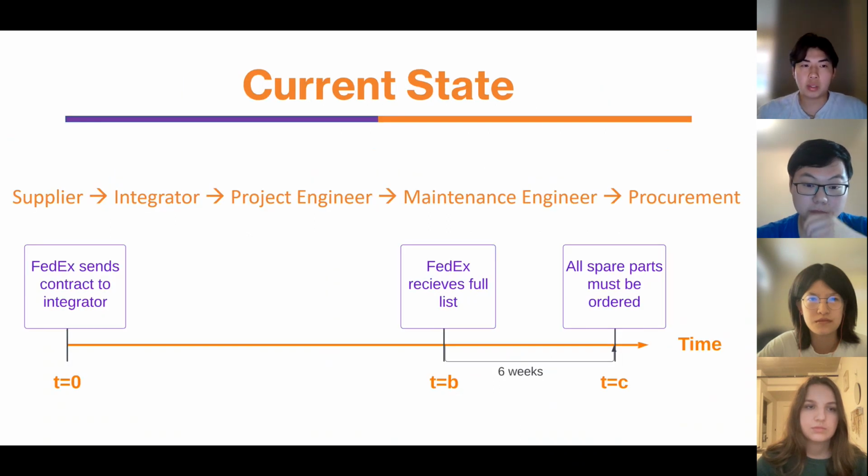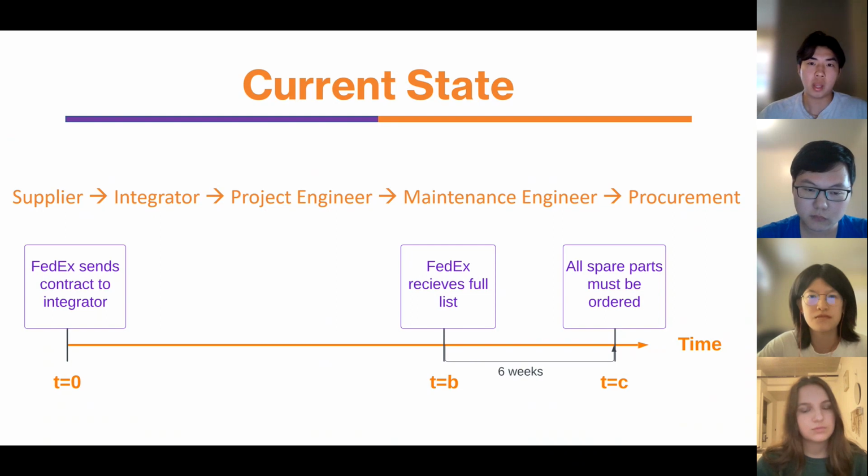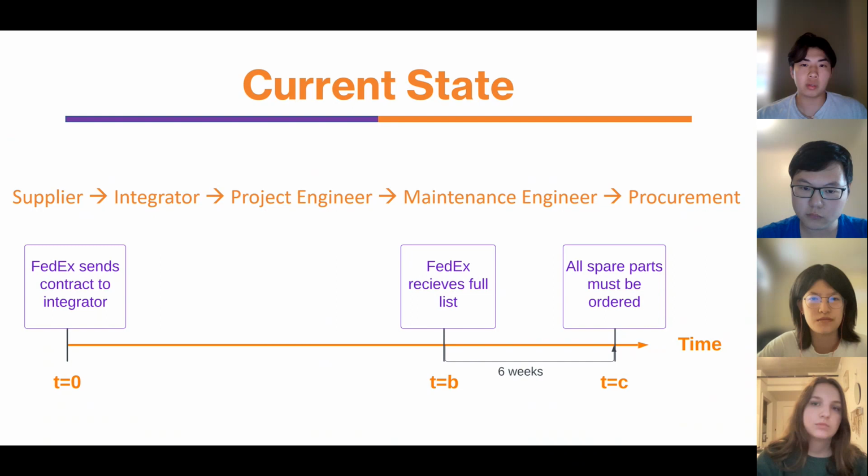So our current state is that the supplier goes to the integrator, then to the project engineer, maintenance engineer, and then finally to procurement. After our interviews with the supplier and integrator, as well as FedEx, we determined that the root cause was within the supplier and integrator. However, we wanted to focus on what FedEx has control over. So we wanted to focus on when they receive that list and what they can do about it.